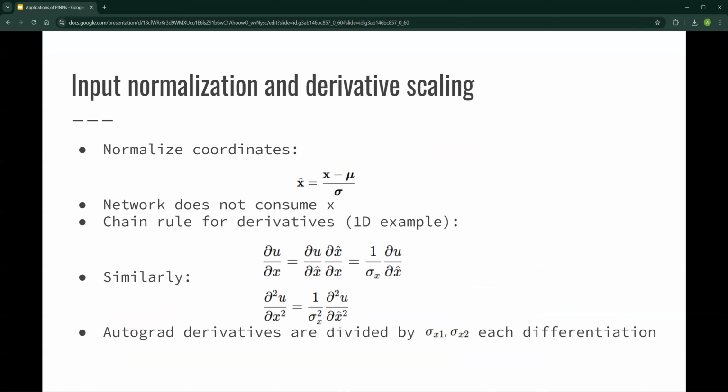Now, once we have our data and our neural network, we want to normalize the inputs and apply derivative scaling. This improves the optimization stability, and we normalize inputs using the sample mean and standard deviation. So I have a normalized x, because our neural network is evaluated on x hat, y hat, with respect to x, y as inputs.